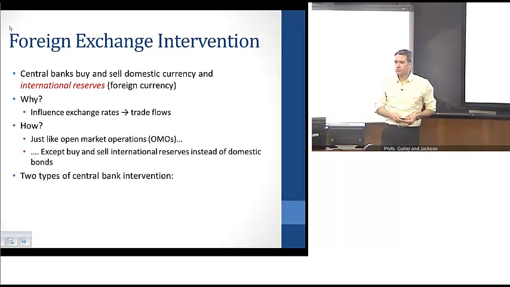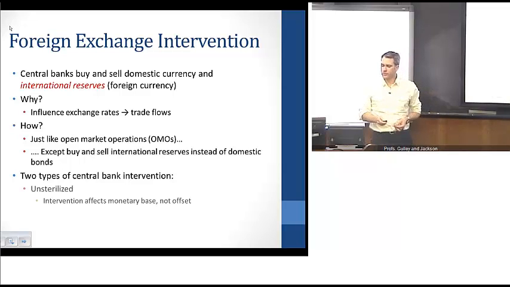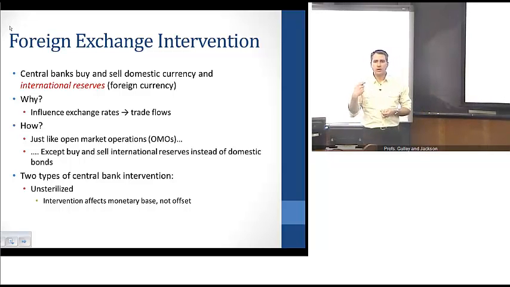And so there's two types of intervention that central banks can do. The first is what's referred to as an unsterilized intervention. So in this case, as we'll see, the intervention is going to essentially act like an open market operation in a lot of ways, where it influences the monetary base and it's not going to be offset. Now, that doesn't make much sense right now, but we'll talk about specifically what that means.